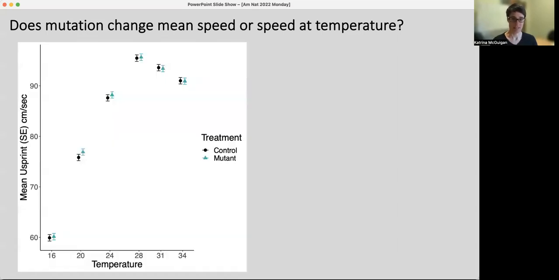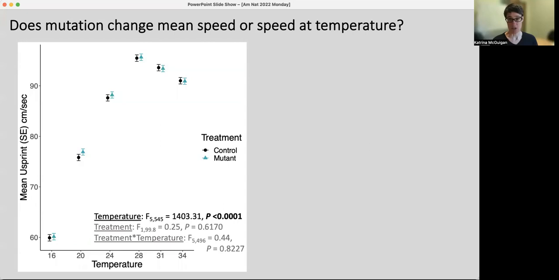And so this is the data, the results from that study. What I'm showing you again is the temperature across the x-axis and the swimming speed along the y-axis. You can see the data follows that classical pattern where we get an increase in speed up until a certain temperature and then a decline. I think you can tell by eye from looking at that plot that there is a really significant difference in swimming speed depending on temperature, but there's no difference in mean speed between the mutant and control populations, and no difference in speed at temperature for the mutant and control. So no evidence that mutation has shifted that curve shape at all.